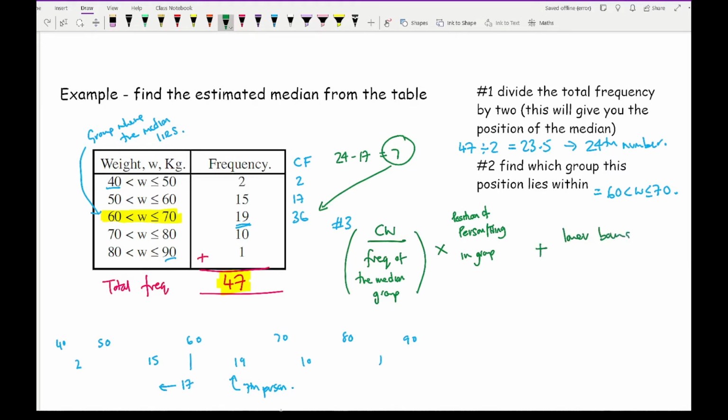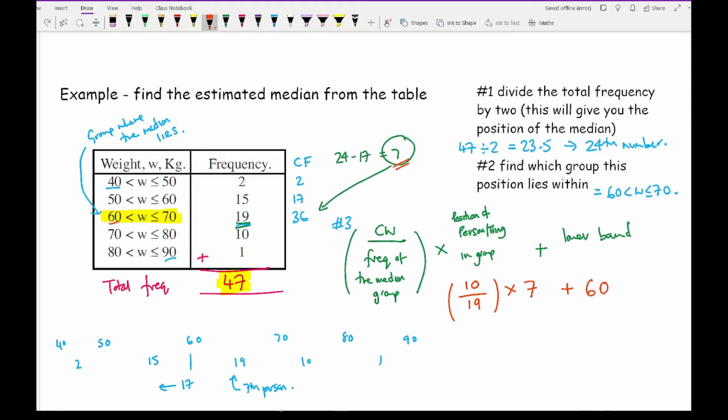Now this seems like a really big faff, but trust me, it's not that bad, and it's not that much that you then need to remember. So again, I need to find the 7th person of those 19 people within that group. Substituting numbers into this formula, I've got the class width of 10 divided by 19. I'm going to multiply that by 7 because I want the 7th person in that group. And I'm going to add that to the lower bound, which in this case is 60.